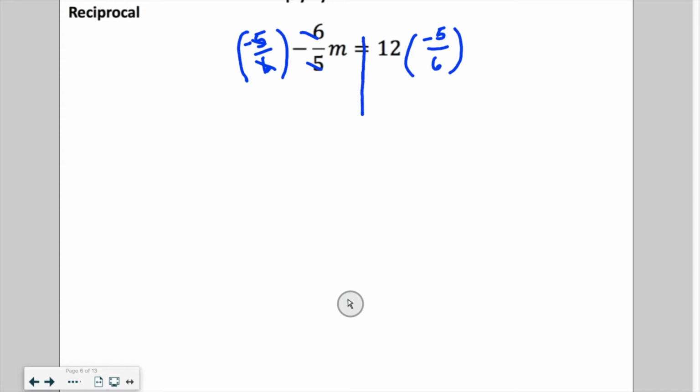Draw our line. So then you have m equals, and we're going to make a little 1 here so we can go straight across. 12 times negative 5 is negative 60. 1 times 6 is 6. And negative 60 divided by 6 is a negative 10. And that would be your answer for this one.